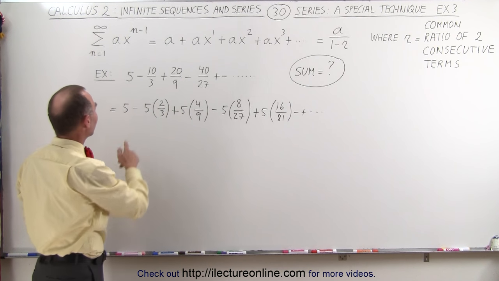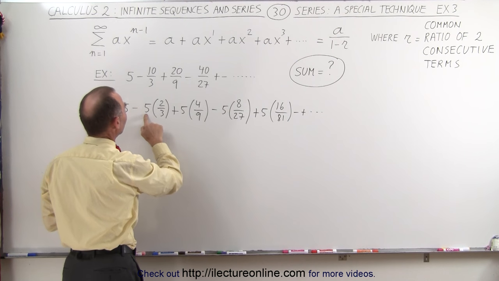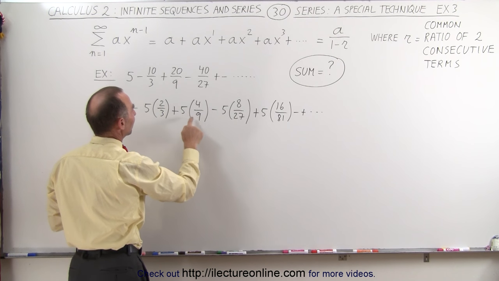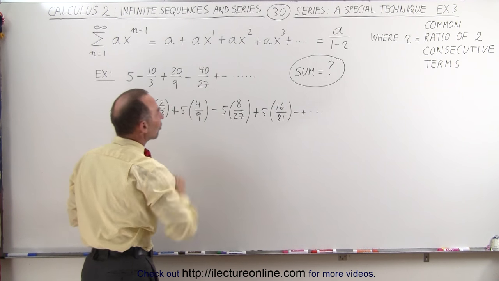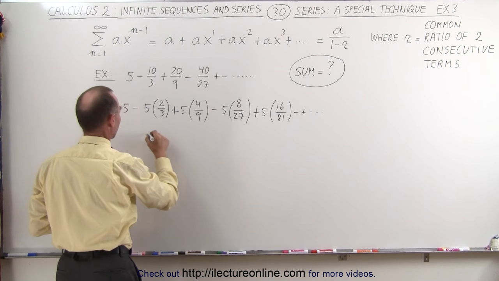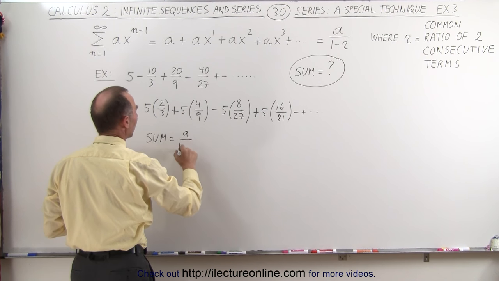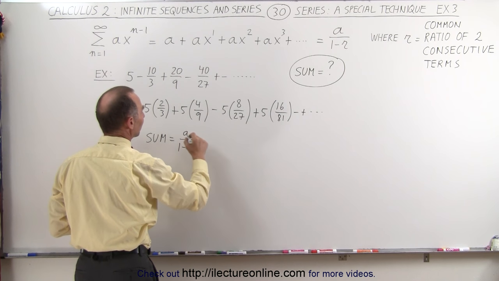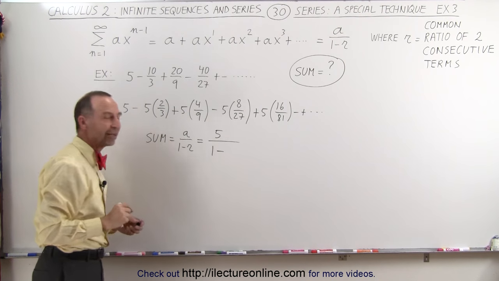And each time we have the 5 in front of each of the terms, so that would be 5 times 1, 5 times x to the first, 5 times x to the second, 5 times x to the third, and also notice that the signs alternate. So that means that the sum is going to be equal to a divided by 1 minus r. So in this case, a would be 5 divided by 1 minus, but now we have to find the common ratio.